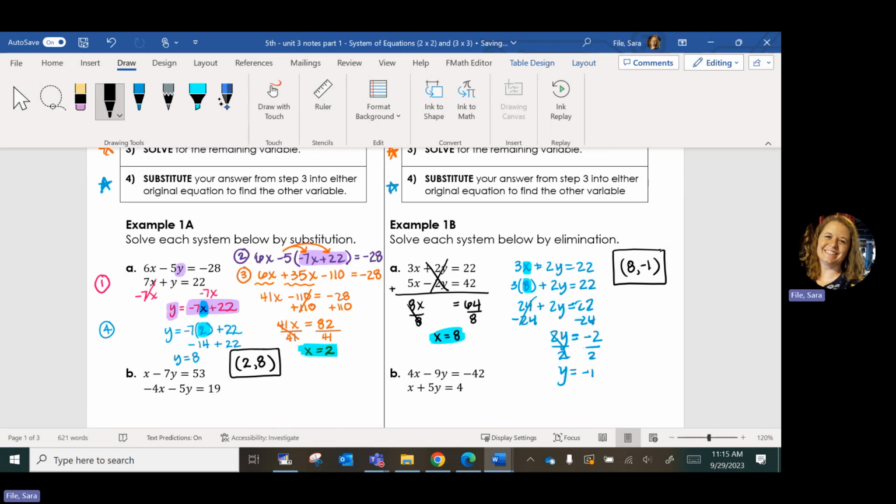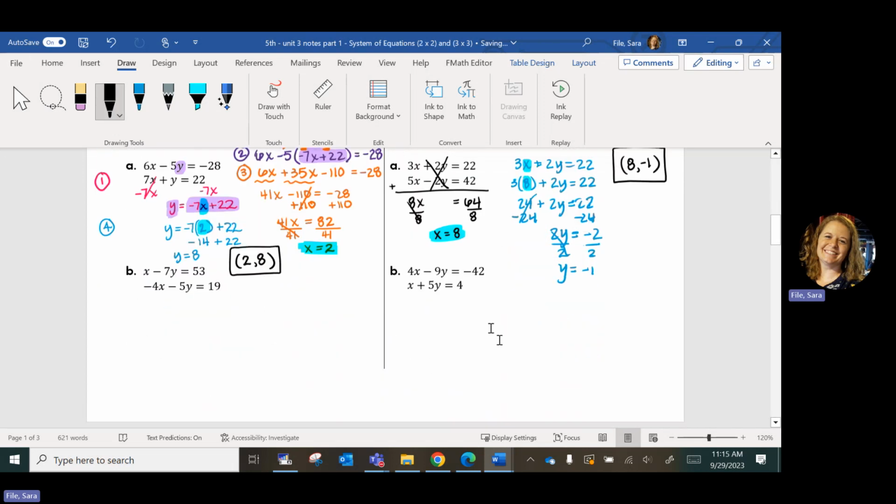Now, that one was a little easier than normal because it was already set up for elimination. If you look at part B here, the second example under elimination, the x's are not just going to eliminate. The y's are not just going to eliminate. So this is an example where you would have to actually do that step 1. That multiply 1, or sometimes you might have to do both, equations by a number so that you have the same coefficient for one of the variables.